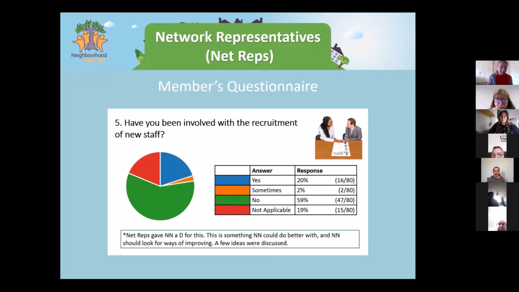And that we should look for ways of improving, which we're doing now, and ideas are being discussed. And we are really incorporating this into how we move forward with involving the members in recruitment. So making sure that all the members that want to are going to have an opportunity to sit in on interviews or to understand the recruitment process and be involved as much as possible. So this is a way that net reps can really have their say in things that maybe aren't being done as well as they would like them to, or how things are going to move forward.